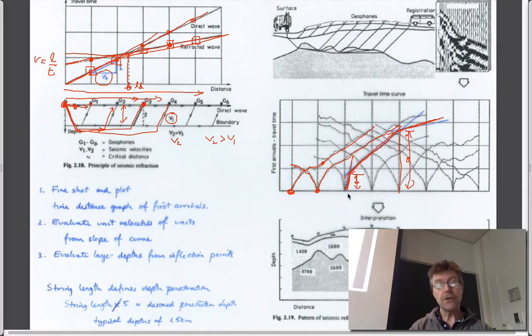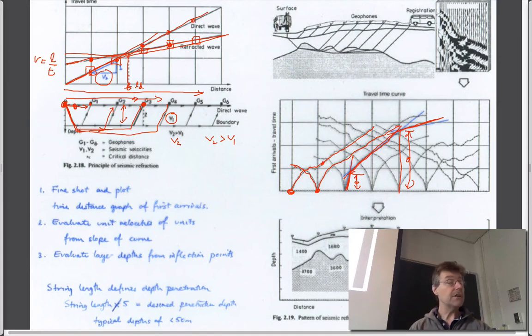at which they occur away from the shot point, you can interpret this into a section which has, in this case, three layers. Top layer, second layer, third layer. And actually there must be a fourth layer here. So here this is saying, no, that's right. First layer has a certain seismic velocity and has a certain depth. Second layer has a different, larger seismic velocity and is deeper. And the third layer below that has an even larger one.